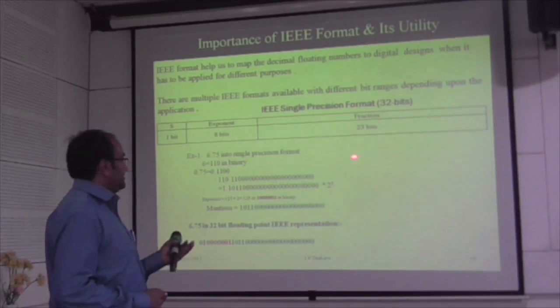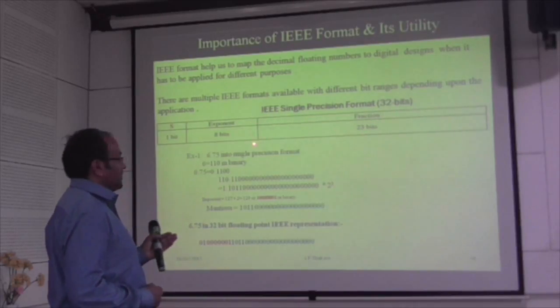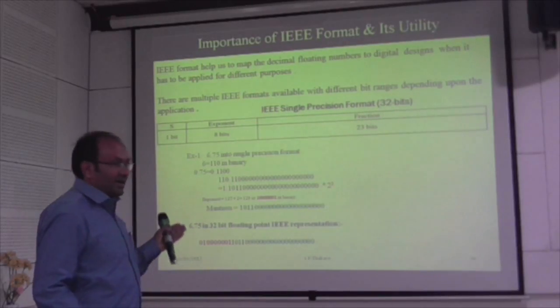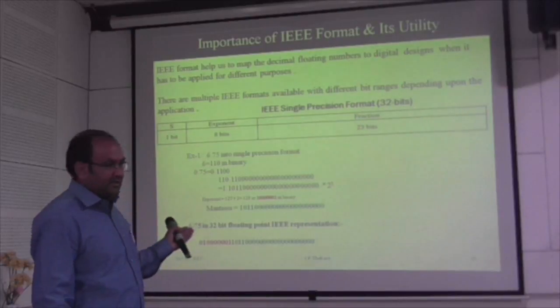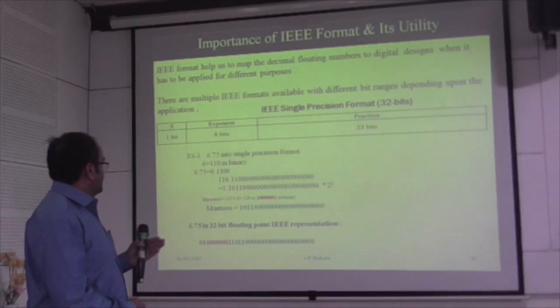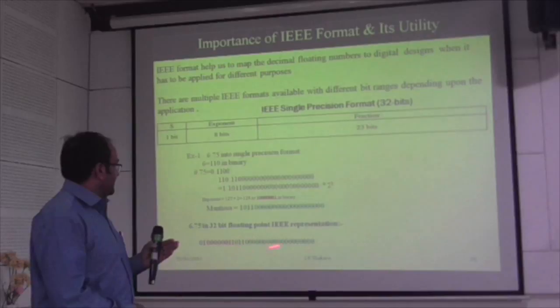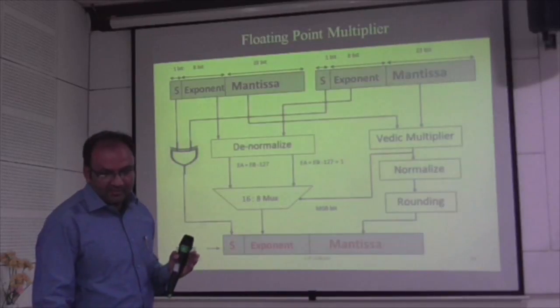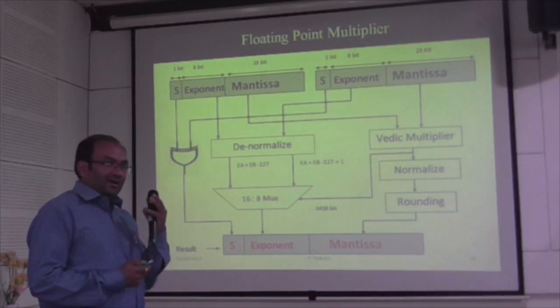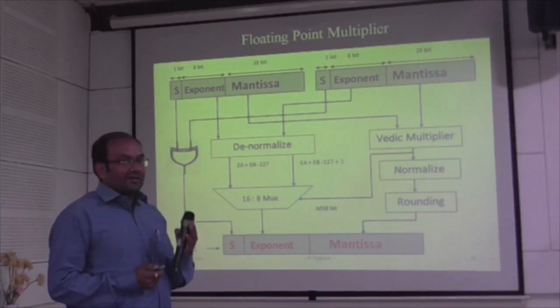23 bits is the fraction part, that is the mantissa, exponent 8 bits, and 1 sign bit. Likewise, this is how I have converted into IEEE formats. It is given: this exponent, mantissa, and the number I have written in IEEE single precision format. Then how I have multiplied this using the Vedic multiplier.